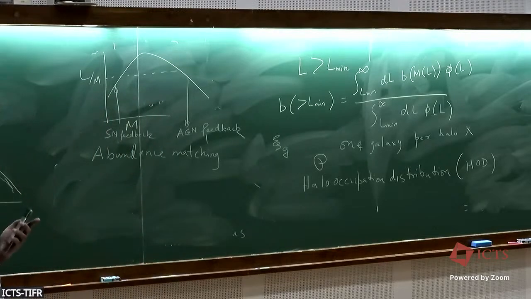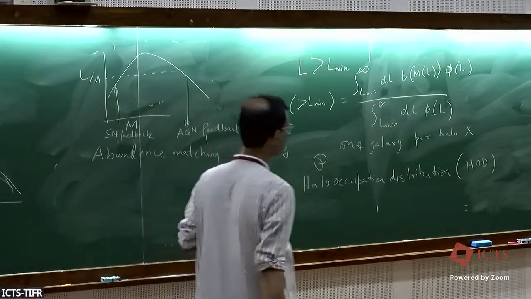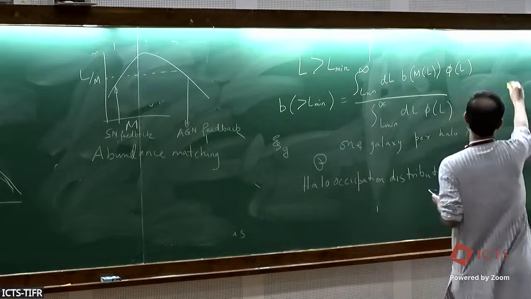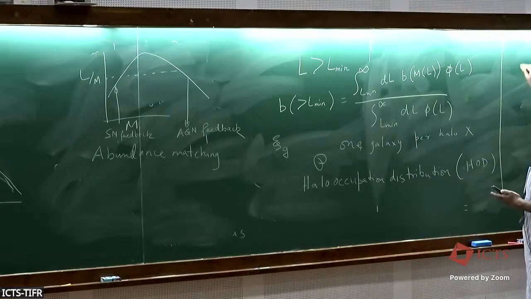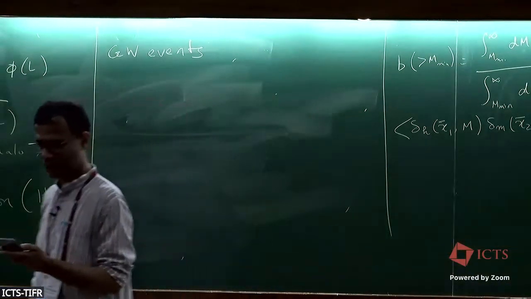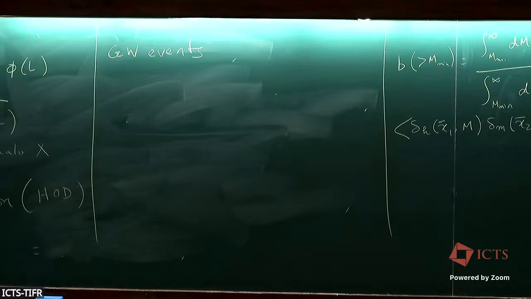Now, whatever time is left, let us take the next step, which is to relate this to the theme of this school. That is, suppose I want to do the same thing for gravitational wave events. Now, how do I do that? So again, for all of this lecture, our simple assumption will be that there is just one galaxy in a halo, and all properties of that galaxy are determined by the halo mass and nothing else.